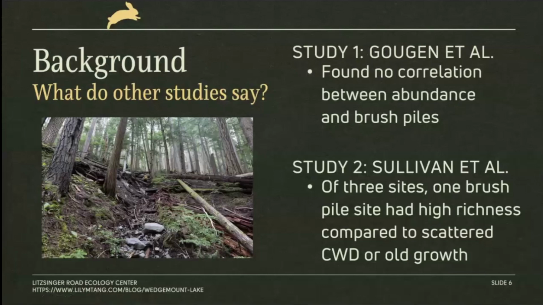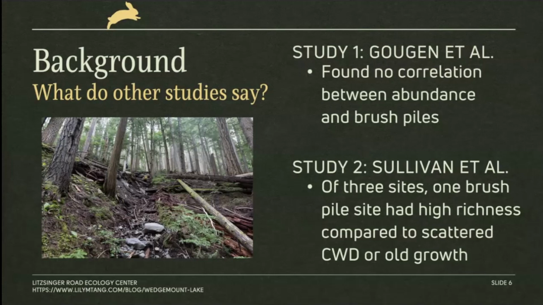And before we get too much into that, what do other studies say? Because there are a lot of government sources or whatnot that are like, brush piles are great. But what do the hard facts say? And the first study that I looked at was Gogan et al. And this study looked at the presence and absence of brush piles and species abundance, so how many of each individual there was. And this found no correlation between abundance and brush piles. And this is interesting because this goes against a lot of things that we've been told. Brush piles are great and they provide habitat, but not always.